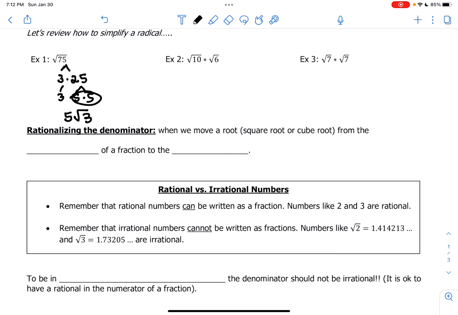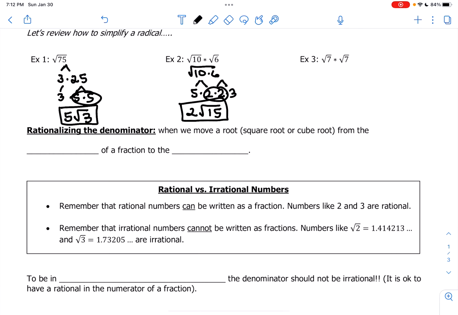For example 2, I have the square root of 10 times the square root of 6, which is the square root of 60, or I could just leave it as 10 times 6 because my next step is going to be to break it down. So that would be 5 times 2 and 2 times 3. So I have a pair of 2's. So a 2 comes out, and then 5 times 3 is 15. So 2 square roots of 15. On example 3, that would be the square root of 7 times 7. So I have a pair of 7, so the square root of 49 we know is also just 7.